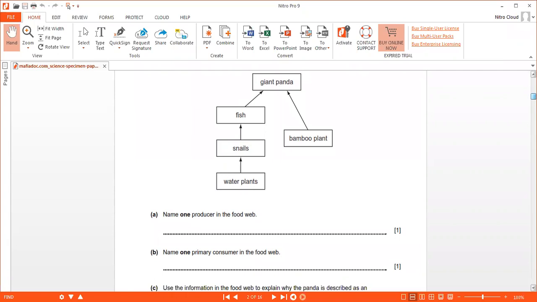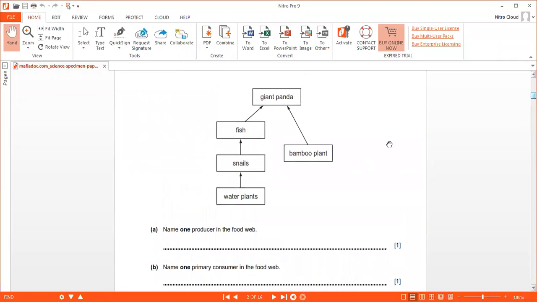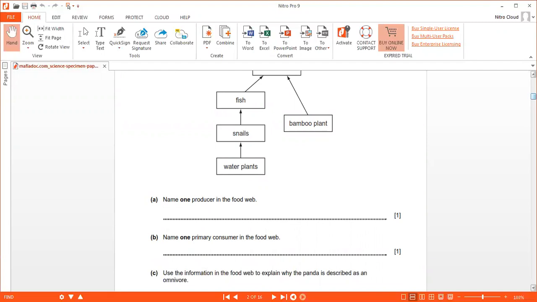Choose anyone. B. Name one primary consumer in the food web. Primary consumer, it can be snail or giant panda. And it's better to write snails, but both are correct.